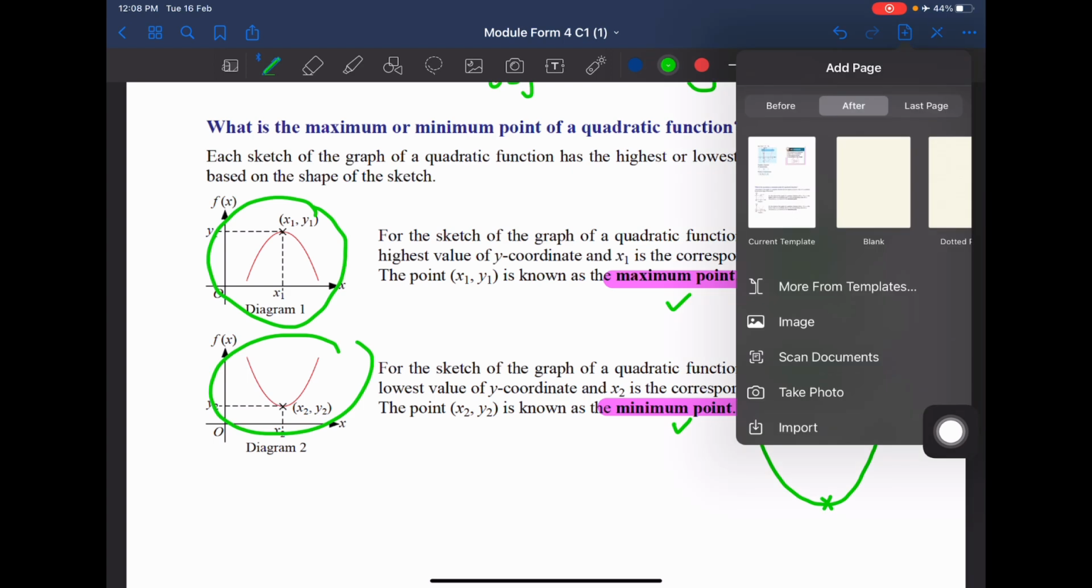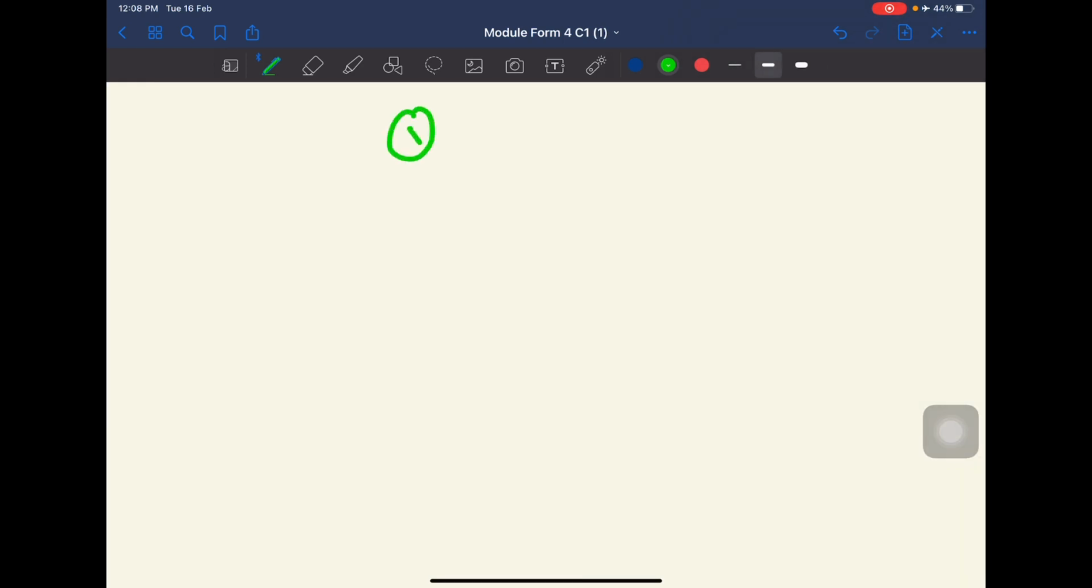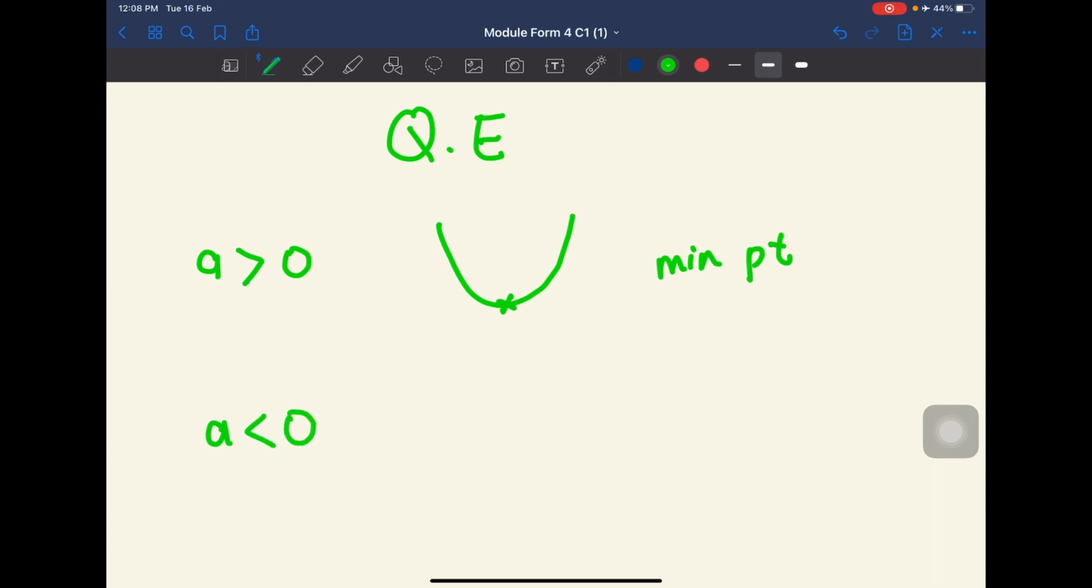So saya tulis balik. So for quadratic expression, quadratic equation, apa yang perlu awak tahu, when a is more than 0, graf kita senyum. So kalau senyum, kita ada titik minimum. When a is less than 0, kita sedih. Sedih pula, kita ada maximum point.